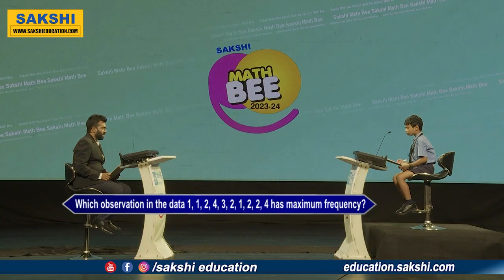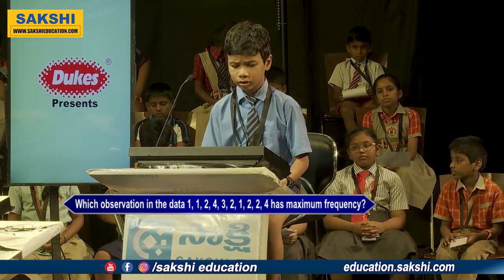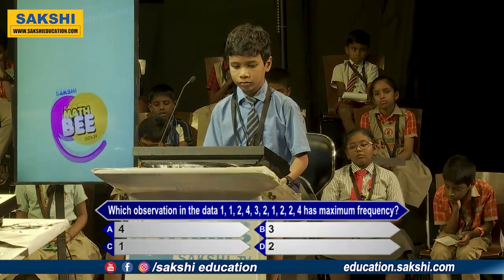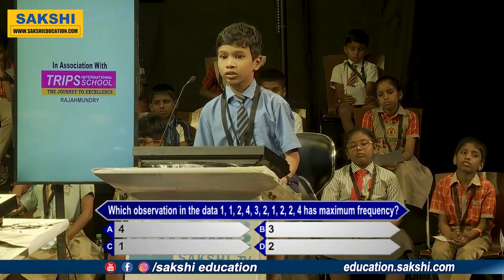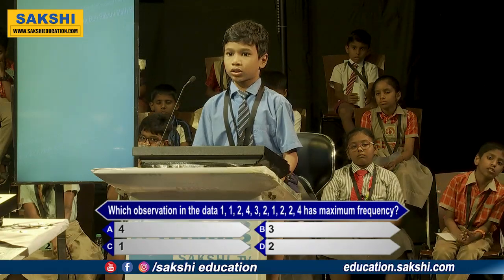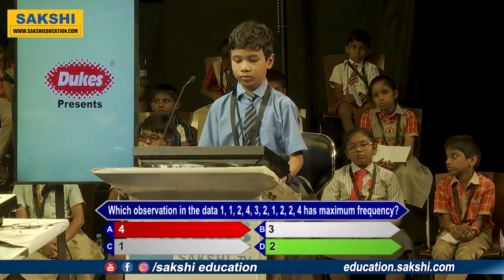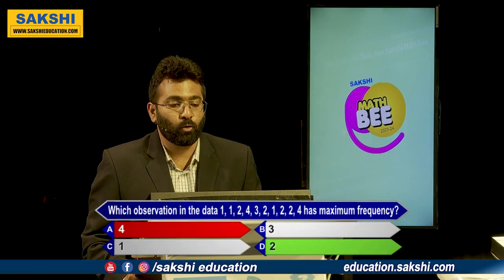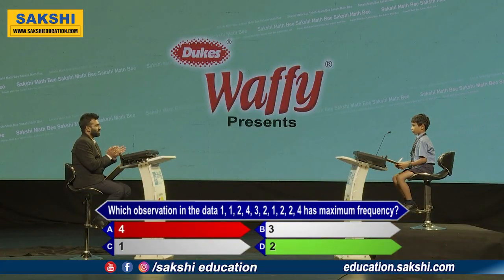Which observation in the data as follows has maximum frequency? Options please. 4, 3, 1, 2. Maximum frequency in the data given to you. Sir, option A. Yes, 4. Are you sure? Yes. Please lock option A, 4. I'm so sorry. Option 2 is the right answer because 2 was repeated 4 times and 4 was repeated only 2 times. Frequency. No problem. Well tried, Trivikram.